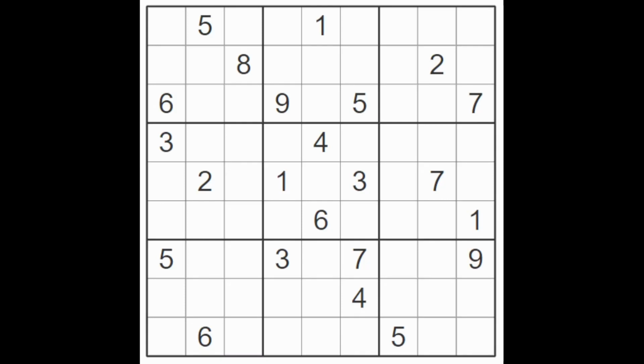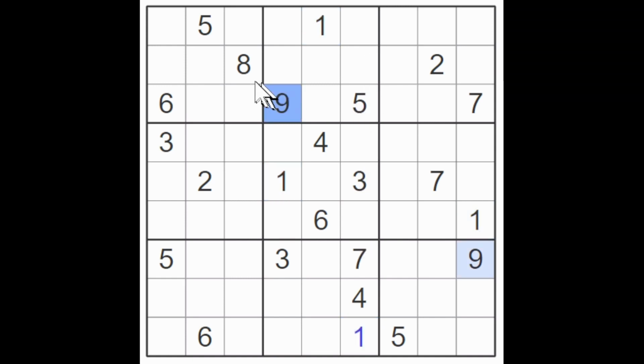Hello friends of Sudoku, this is an evil puzzle copied over from sudoku.com, and let's see what this one has in store for us. There's a 1 here and here, putting a 1 in this cell. Of course, a 2, 6, 8 and a 9 are still to be found for this column.